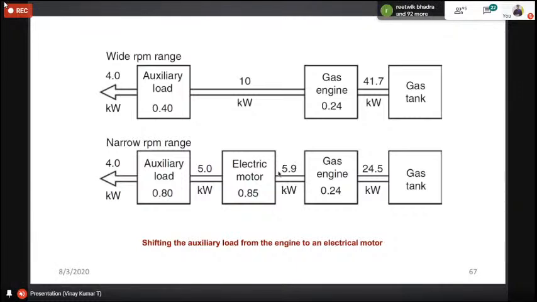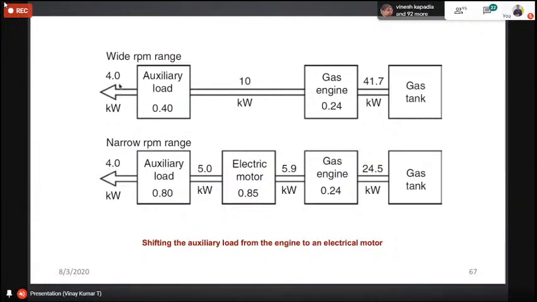This 5.9 kilowatt power is the input to the motor. Then the efficiency of the motor is generally above 80%. Then the output of the motor is 5 kilowatts. Compared to IC engine based vehicle, in hybrid vehicles mechanical losses are less. Number of gears is also less, and the gear transmission system is less. That's why the auxiliary load efficiency will improve by 2 times, and you will get 80% efficiency. So 5 into 0.8, then you will get 4 kilowatts.